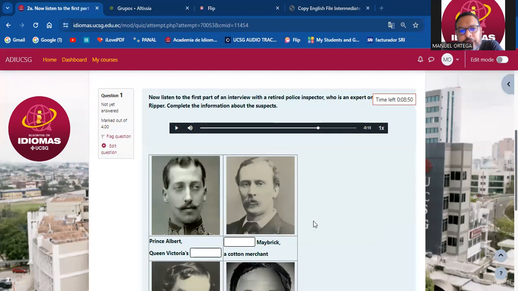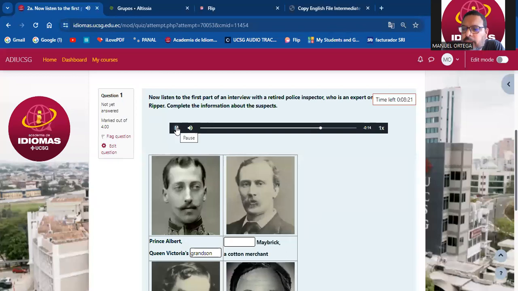There you have the word to complete the first space. Queen Victoria. Grandson. Exactly. Grandson. Nieto. Yeah. So Prince Albert, Queen Victoria's grandson. They are talking about all the suspects they have. This is one of them. When they refer to the royal family, there you have it. Yep. Let's continue listening to it.